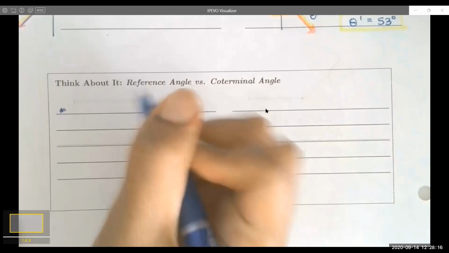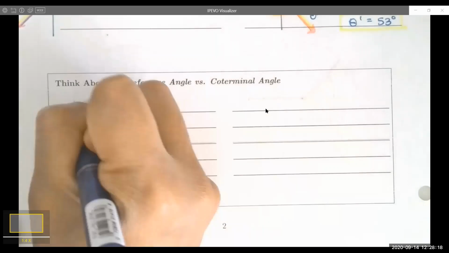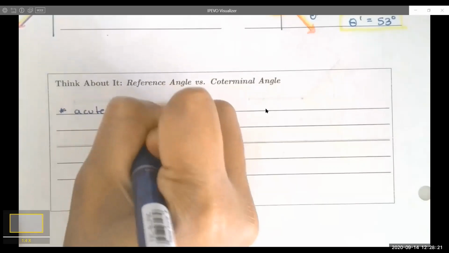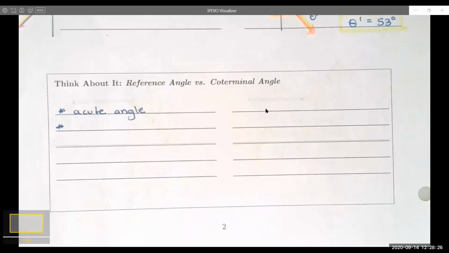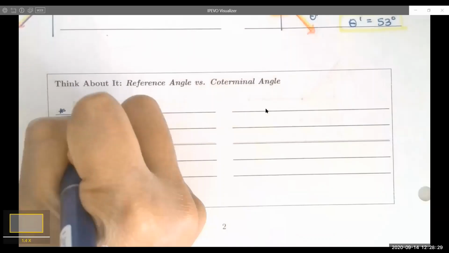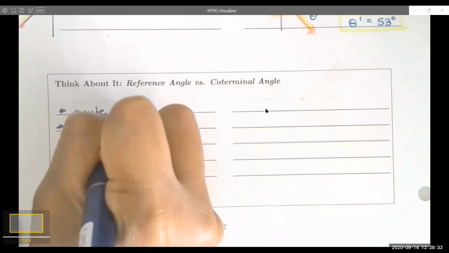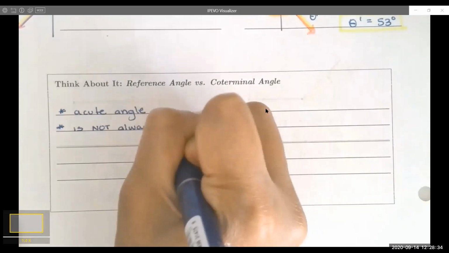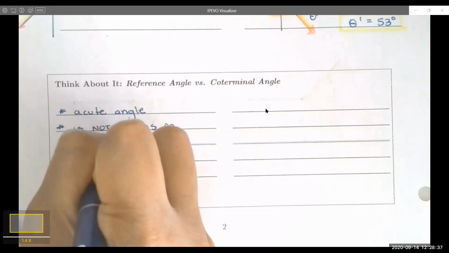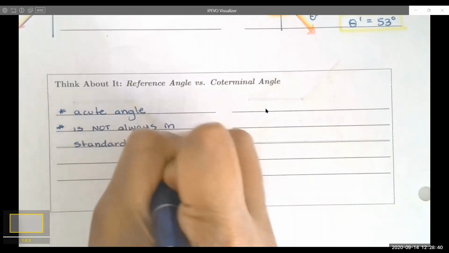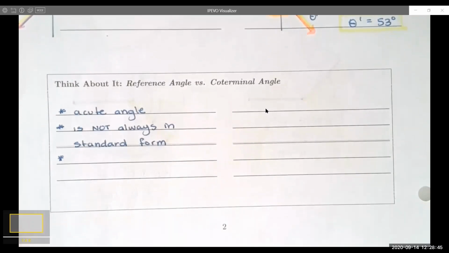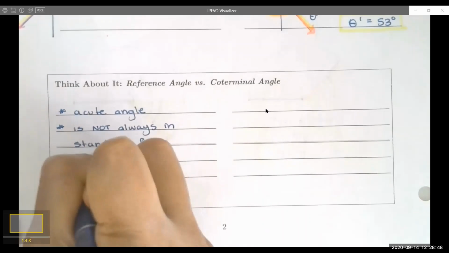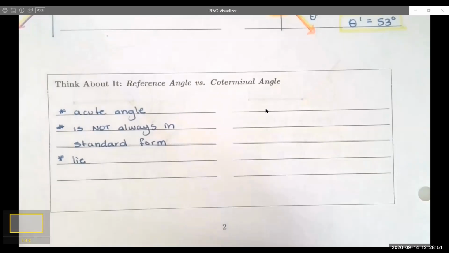It's going to be an acute angle, and it does not need to be in standard form. The other thing is that it lies between the terminal side and the x-axis. And the x-axis could be the positive or it could be the negative x-axis.